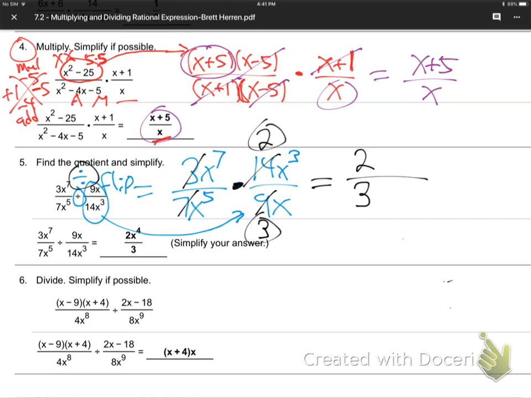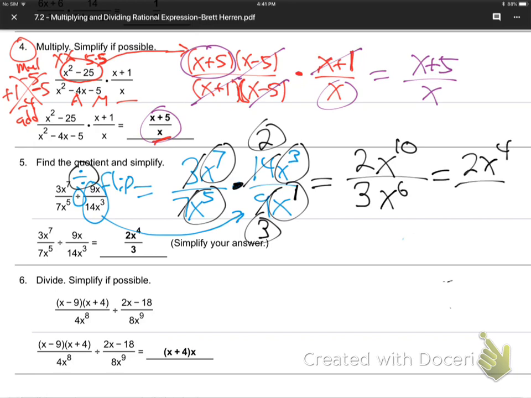What about the x's? Well, on the top we have x to the 7th, x to the 3rd, which makes x to the 10th. On the bottom, x to the 5th, and then an invisible x to the 1, so that's x to the 6th. Those powers subtract. So it's 2x to the 4th over 3, right? 10 minus 6, because really there's 10 x's on the top and 6 on the bottom. They cancel, leaving x to the 4th. There's the answer there.